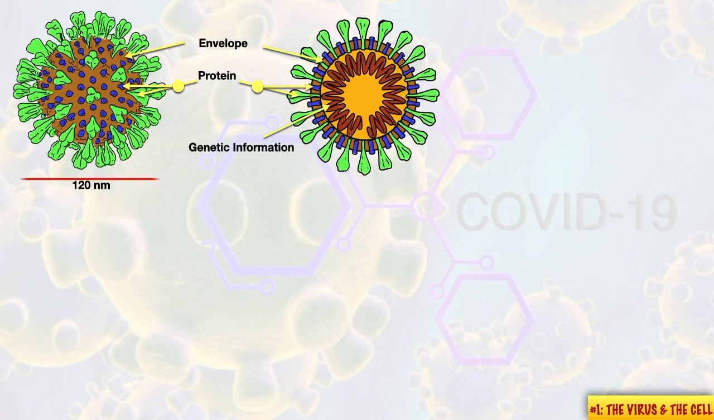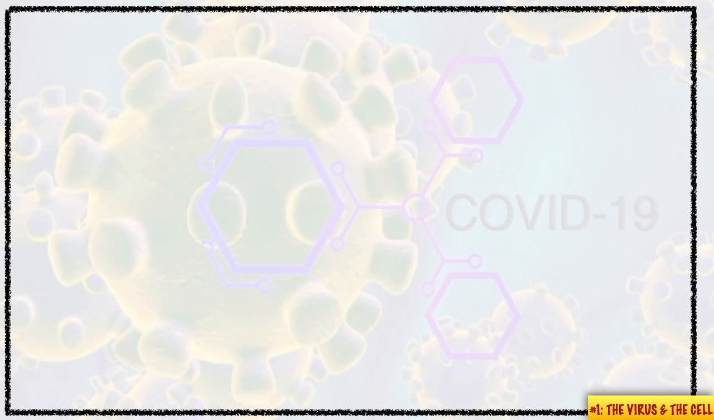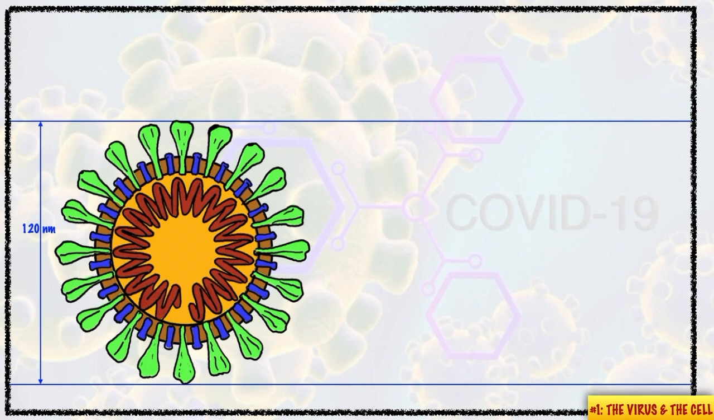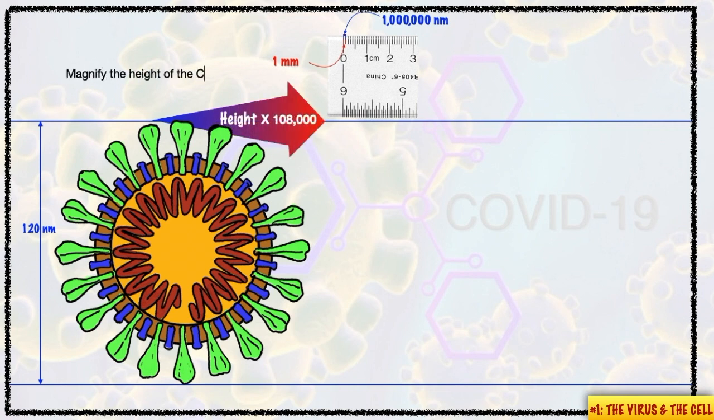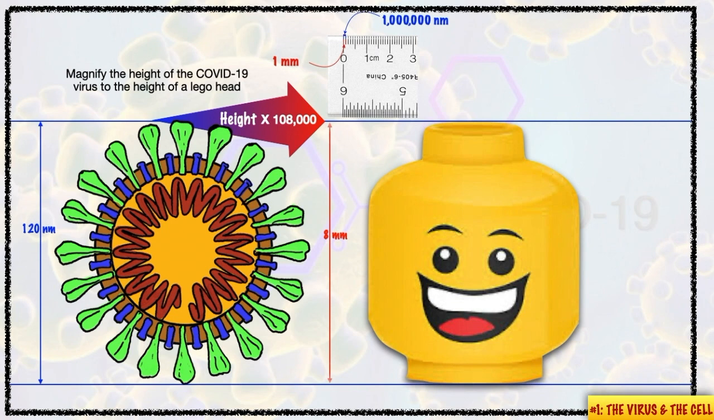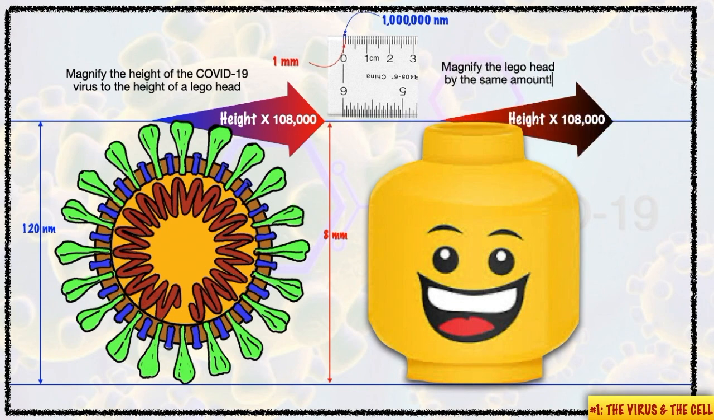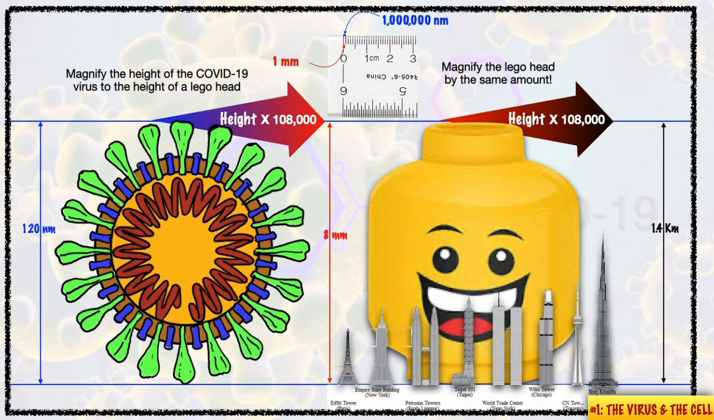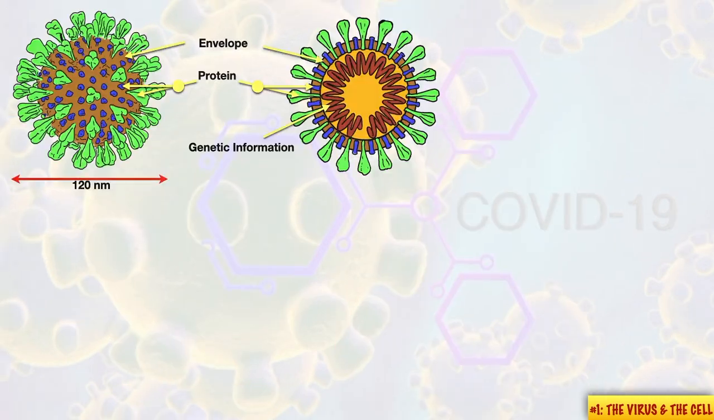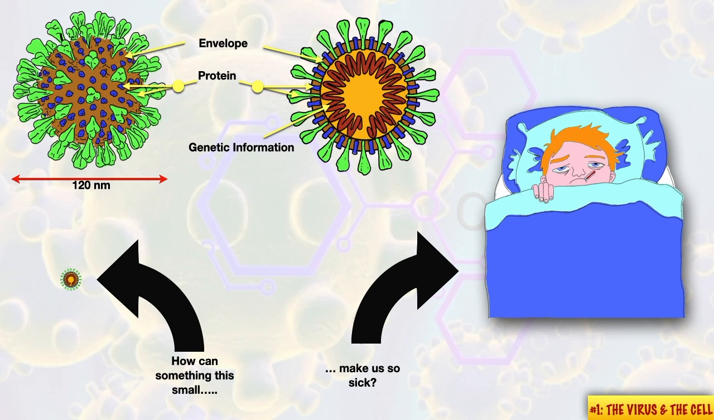It is only 120 nanometers wide. The smallest unit on a ruler is 1 millimeter, and there are 1,000,000 nanometers in 1 millimeter. To make a virus particle as big as a Lego head, we would have to magnify its height by 108,000 times. If we magnify the Lego head by the same amount, it would be 1.4 kilometers high, a tower over the world's tallest buildings. So how can something this small make us so sick?